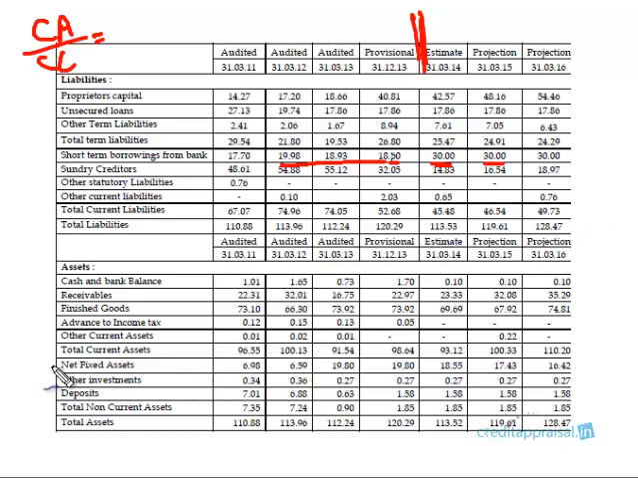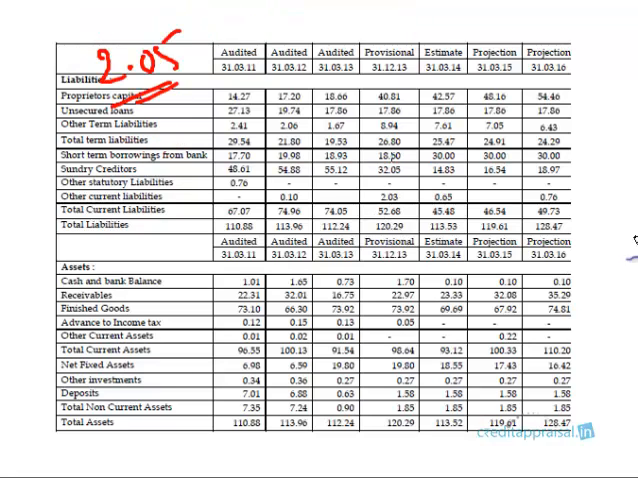What are the current assets? It's 93.12. And what is the current liability projected for the next year, 31/3/2014? It is 45.48. And immediately you can see it's more than 2, right? 45 into 2 is 90. So definitely you are looking at a current ratio of more than 2. If you want the absolute value, it is 2.05.